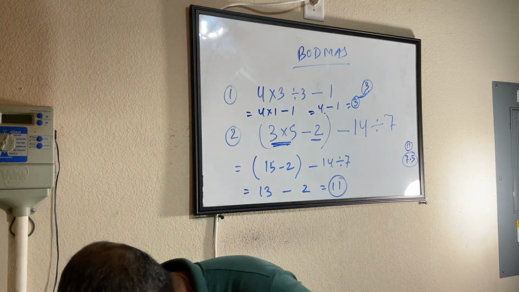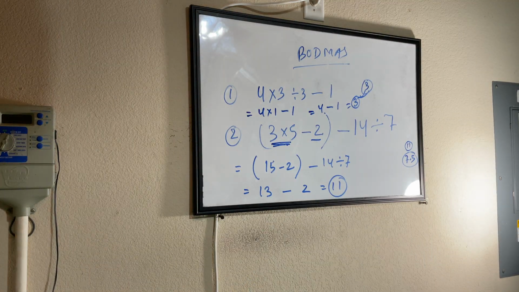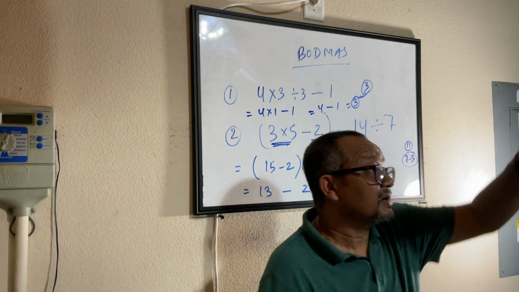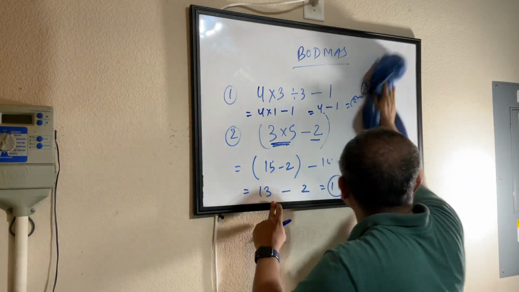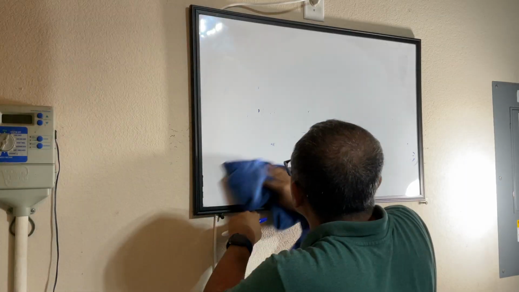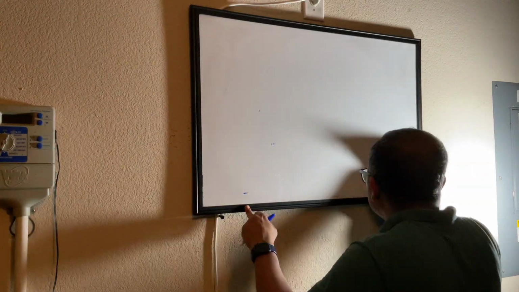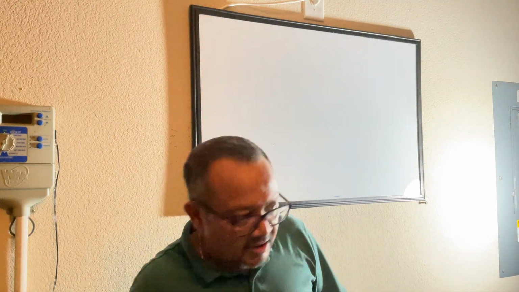Now, Myra, I need your help. I want you to go and turn off the light, this light, because it's reflecting here on the board. This might not be able to see it. Can everybody see the board okay? Okay. Yes, sir. Yes, sir.